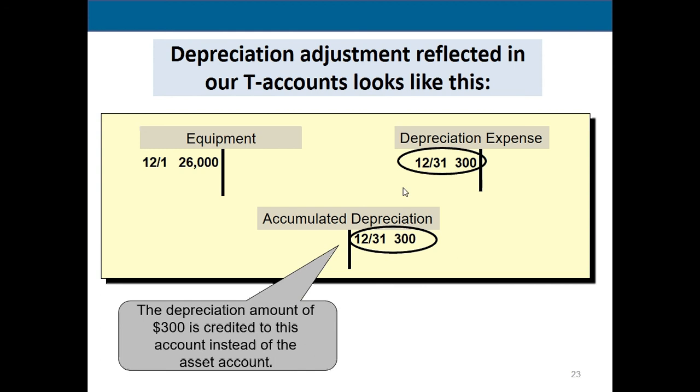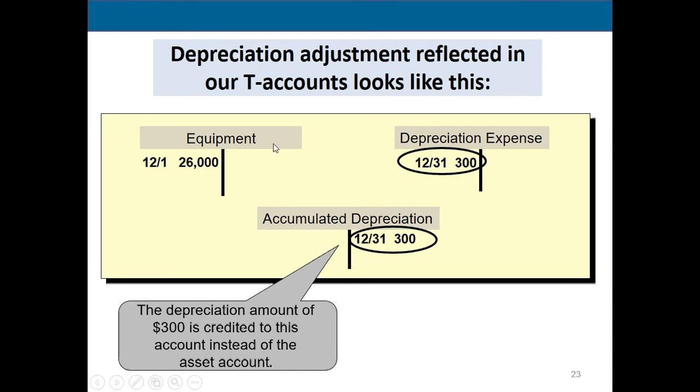Well, when I purchased it, my journal entry was a $26,000 debit to equipment and a $26,000 credit to cash. That was the original purchase. We're not really worried about booking that because we're talking about depreciation. So what's going to happen? Well, in the accounting equation, depreciation expense is going to get that depreciation cost of $300 because I'm using up a part of that $18,000 of value.